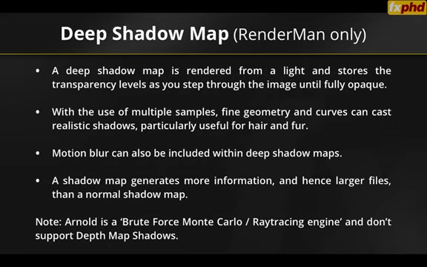Okay. Now we also have deep shadow maps, again only in RenderMan, and a deep shadow map is rendered from the light and is stored at transparency levels as you step through the image until fully opaque. Now with the use of multiple samples, fine geometry such as hair and fur and curves can cast shadows, which is obviously a great thing because often those things are the hardest to get good shadows from. Also, we can include motion blur with the use of deep shadows, and deep shadows generate more information and hence the files are usually larger than standard shadow maps. Okay, so extra flexibility, extra size, but that's often the case, as we know.